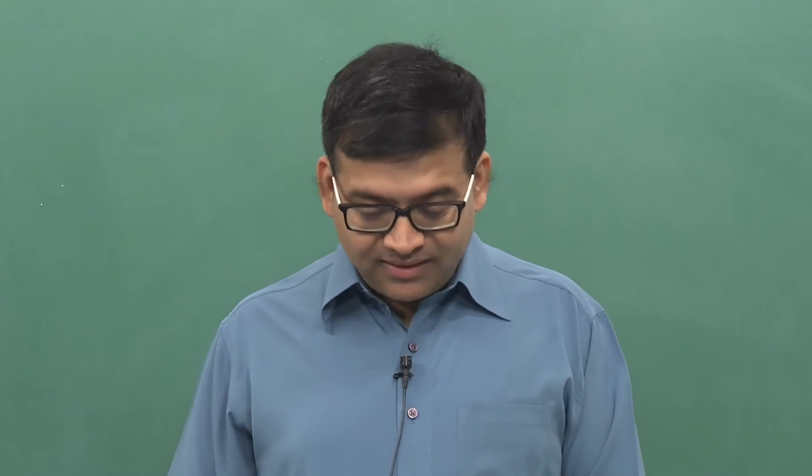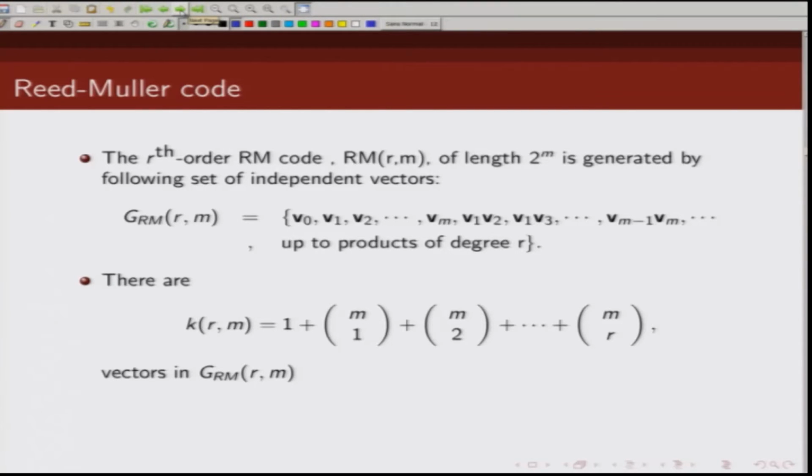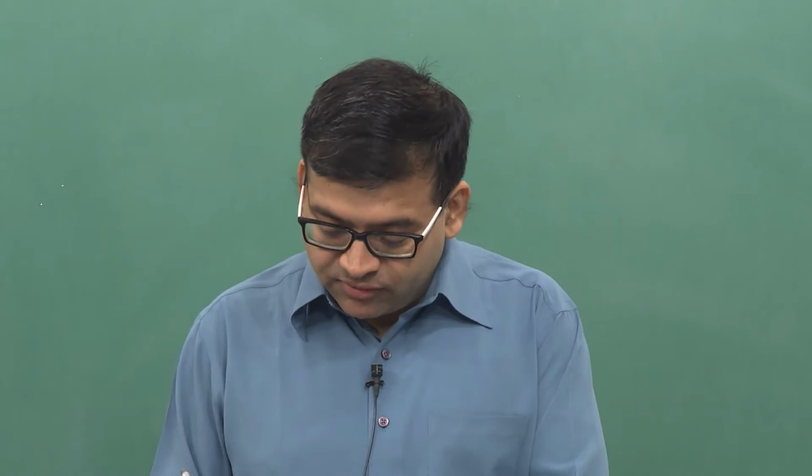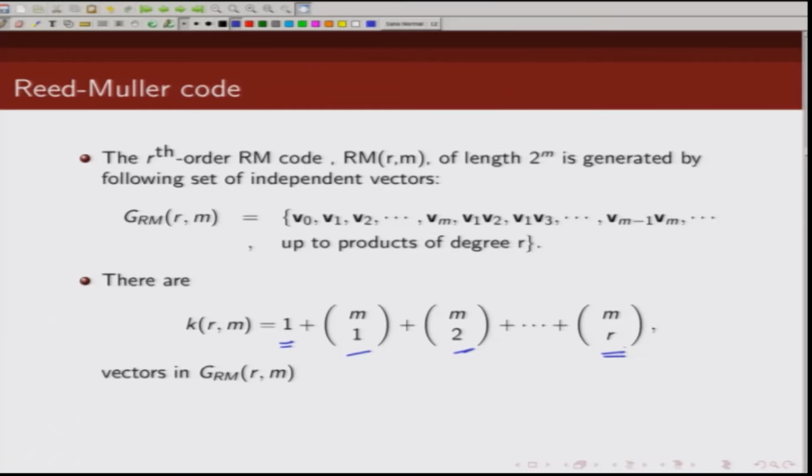So, we generate the Reed-Muller code using these tuples, basically V0, V1, V2 and their Boolean products. And as you can see, V0 is the all one sequence. So, there is one such possible way for V0, m choose 1 ways of choosing V1, V2, V3, up to Vm, then a Boolean product of degree 2 can be chosen in m choose 2 ways, and similarly a Boolean product up to order r can be chosen in m choose r ways. So, that is basically the dimension of the code.